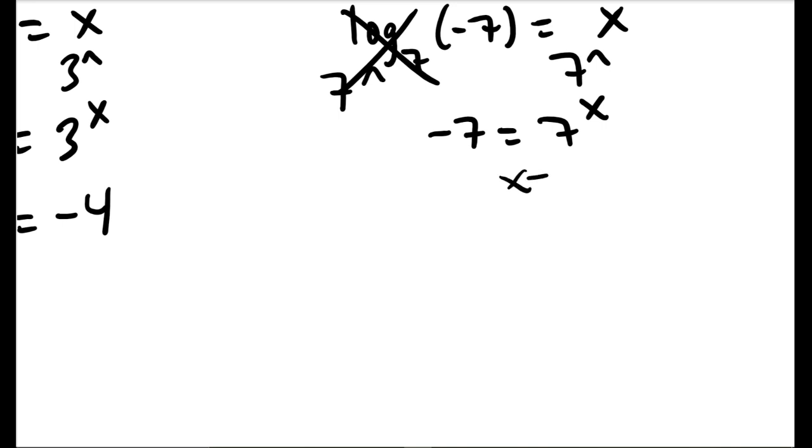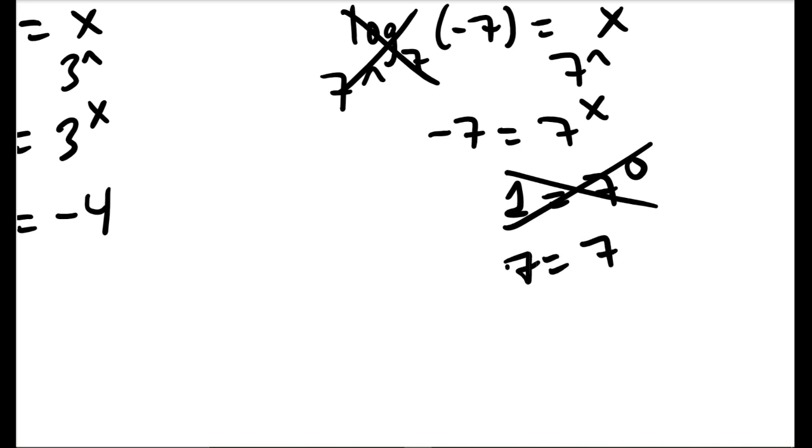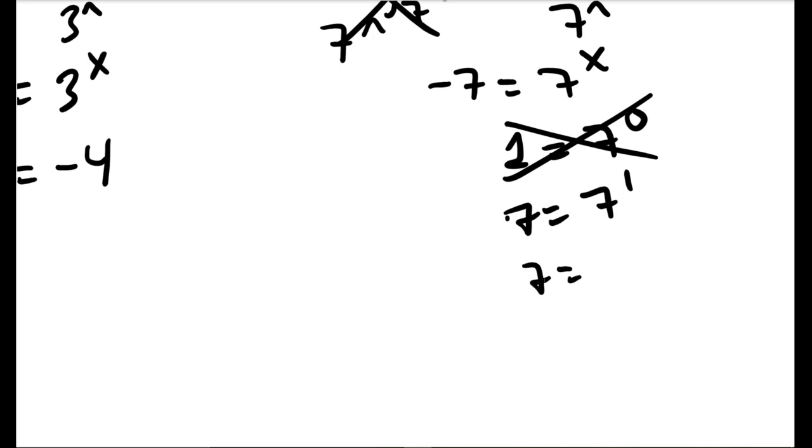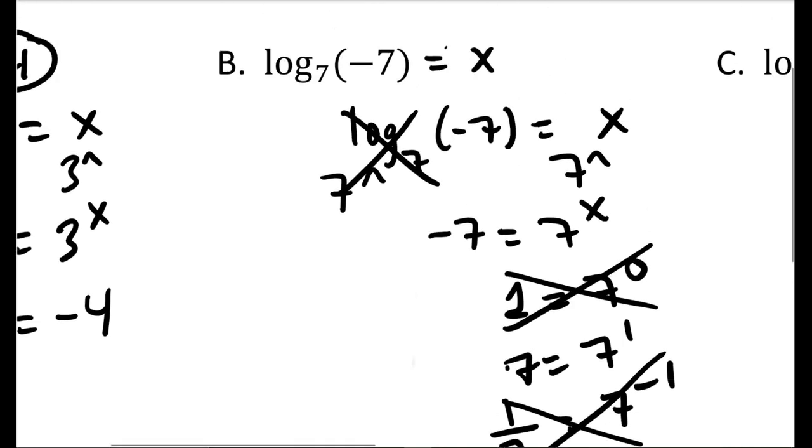Well, remember that if we plugged in x equals 0, anything to the 0 power is 1, right? So 1 is equal to 7 to the 0 power. So this is not going to work. If we plugged in 7 to the 1 power, that gives us 7. Well, you may think, what if we plug in negative 1? Remember that negative 1 is not going to do anything other than flip it, so it's just going to flip it to 1 over 7. So there's no way that you can get a negative number from this. Therefore, there is no solution and it's undefined.